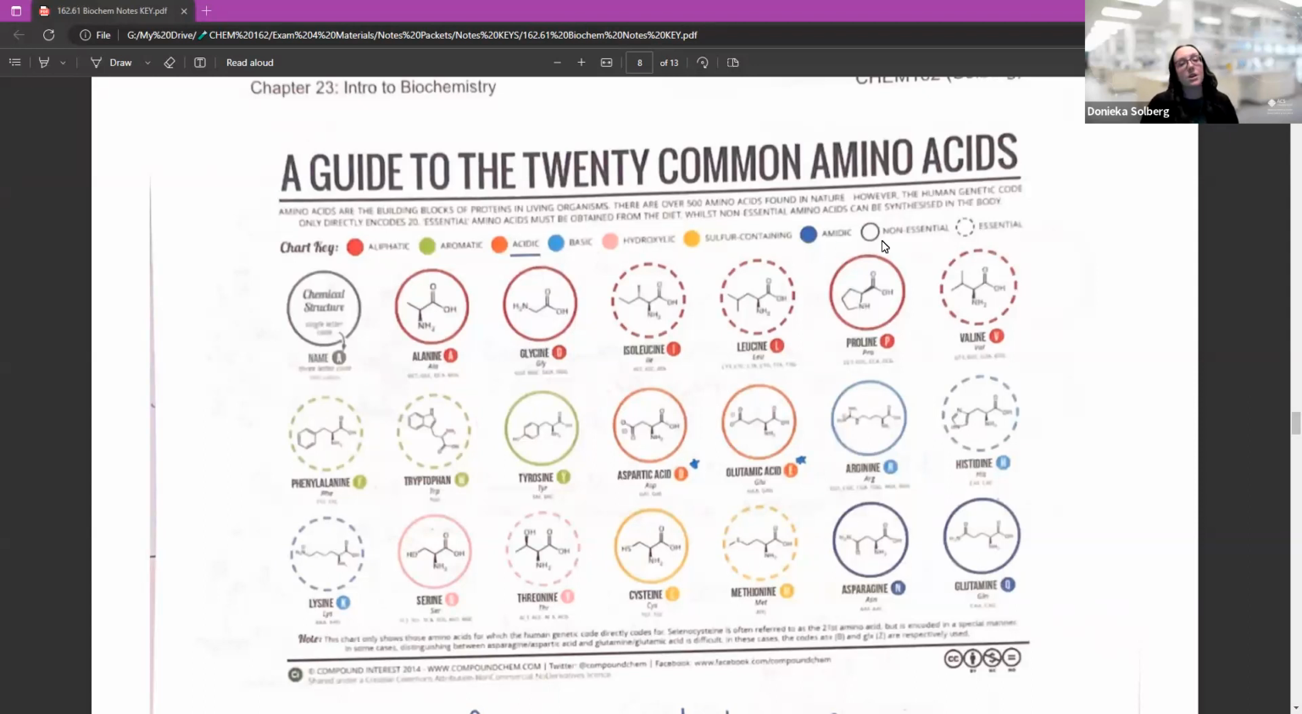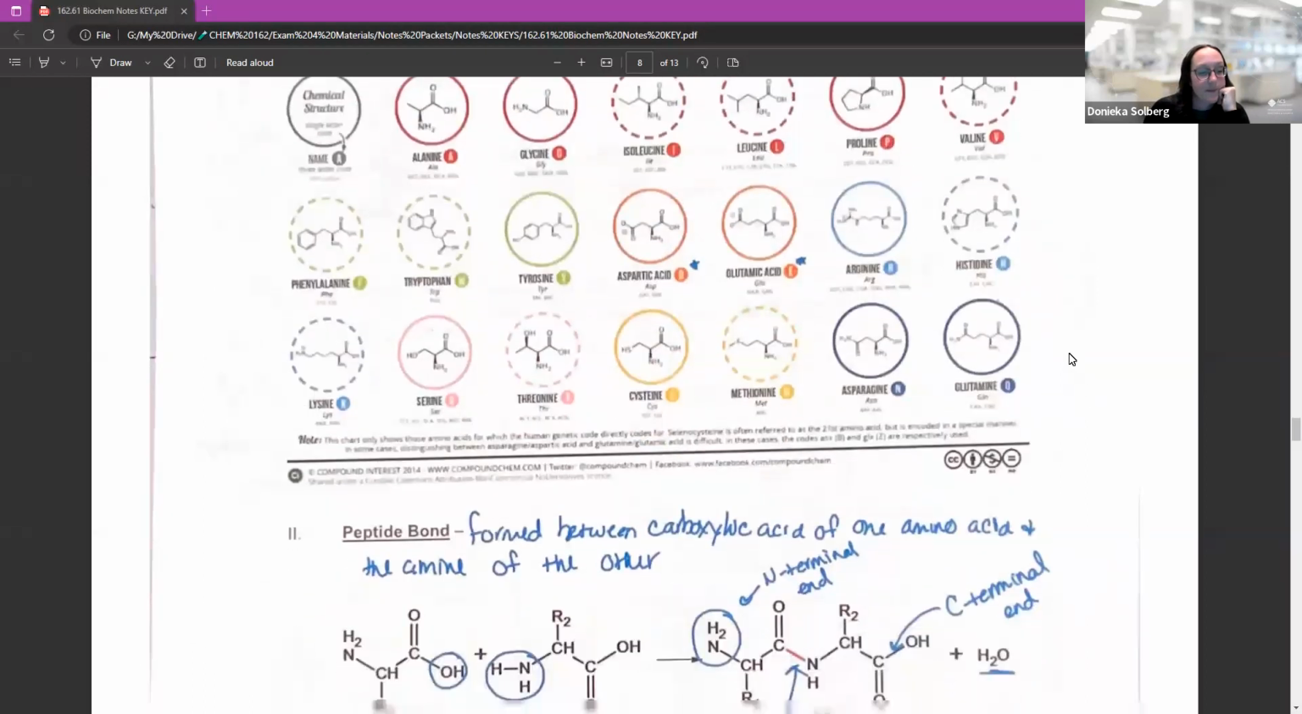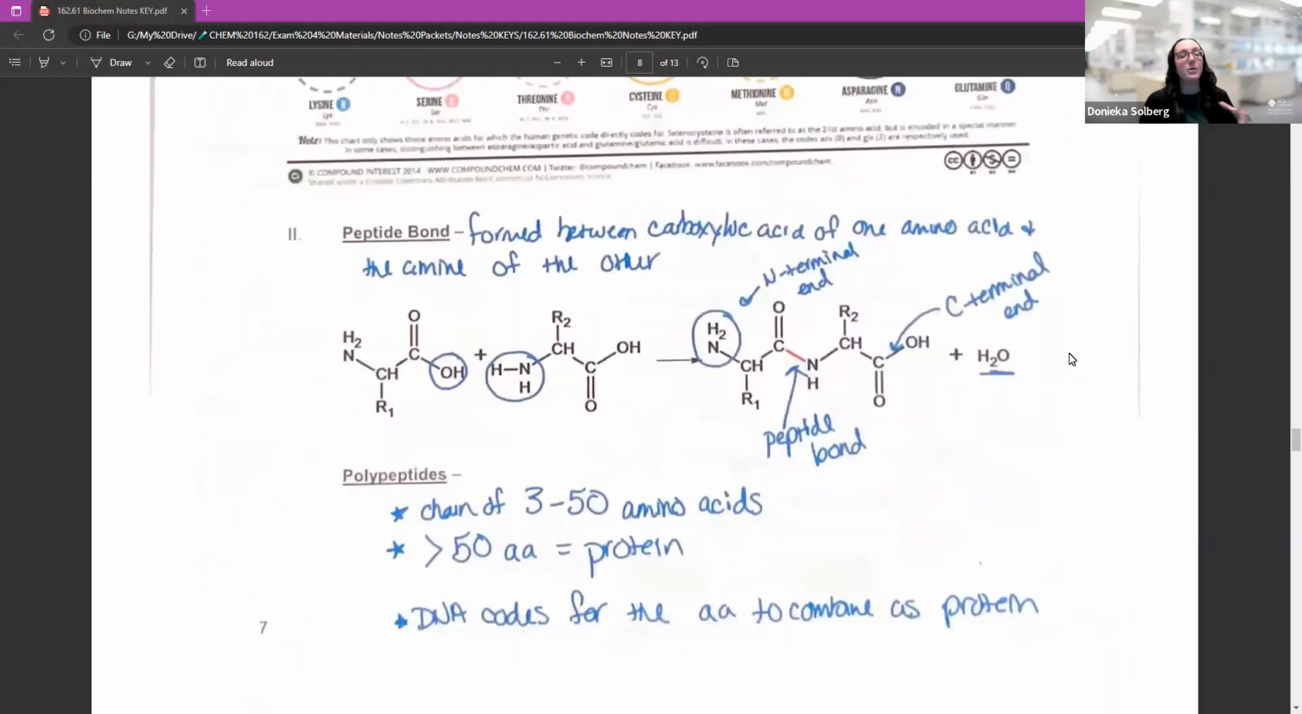The other thing you can notice about these is some of them have a solid ring and some of them have a dotted ring. And that's because the dotted ones are essential ones, meaning you have to consume them in order to survive. So we have to ingest those in some way or another. Okay, so now we're going to start putting these amino acids together. How do we do that?